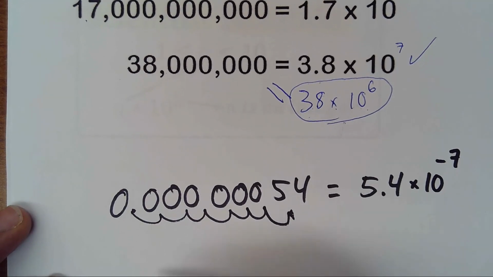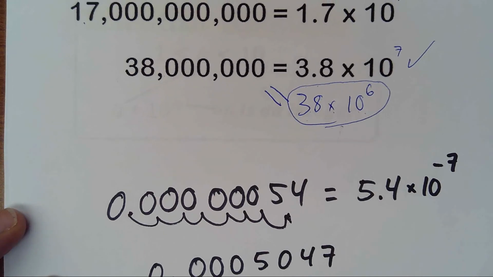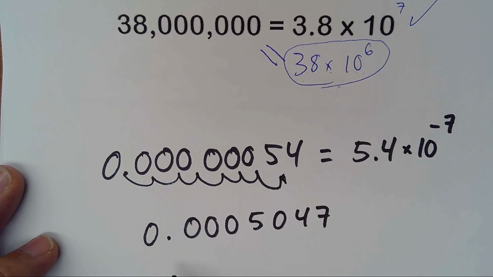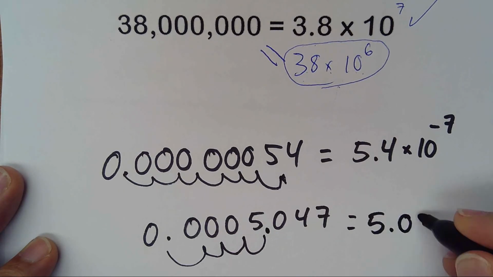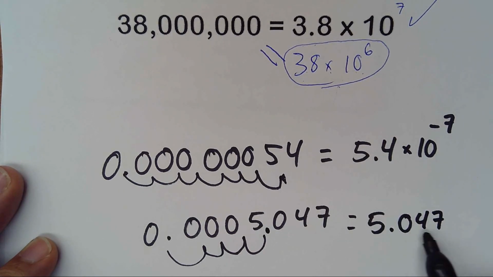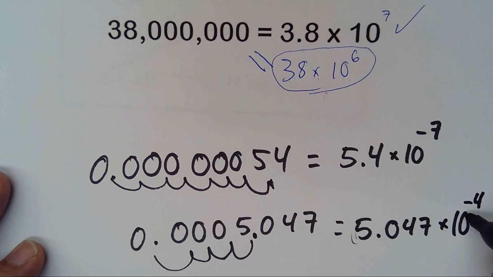Okay, so I have 0.0005047, for example, this number. So what do I do? I need the decimal over here. So 1, 2, 3, 4. So the answer will be 5.047. It doesn't matter here how many decimals I have, that doesn't matter. But before the decimal point, there has to be just one place. So this times 10 to the negative 4. Okay, so I hope this video helped you, and have a great day.